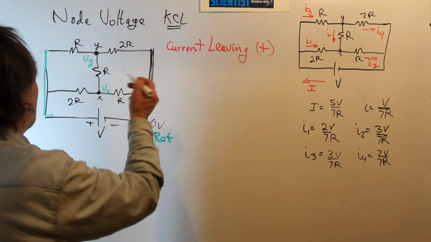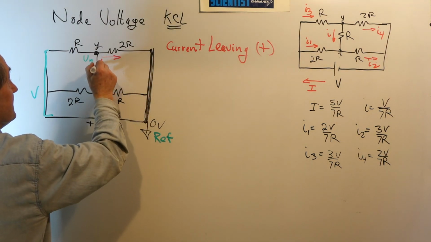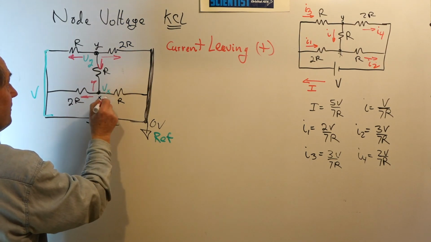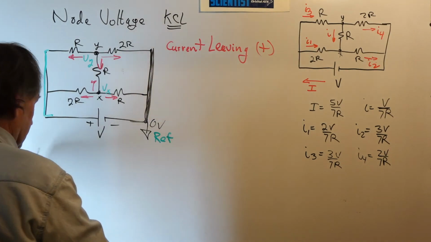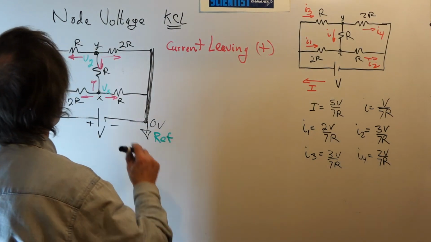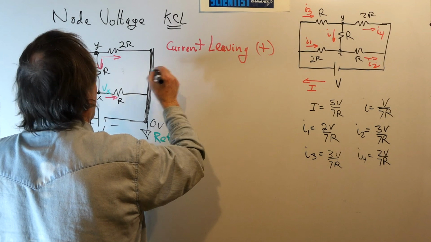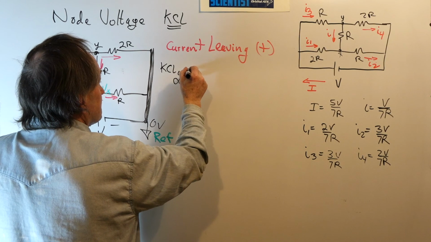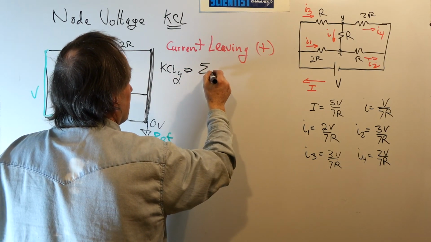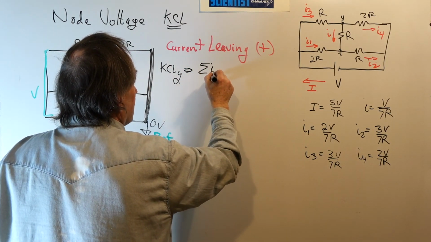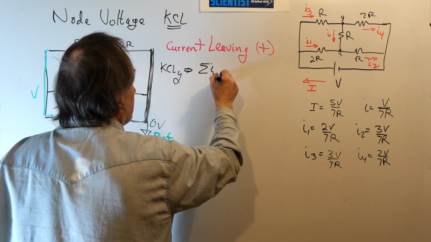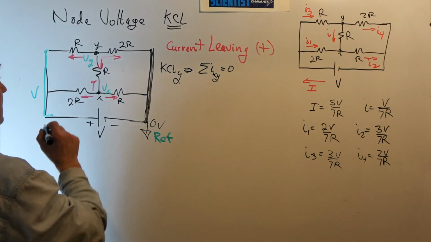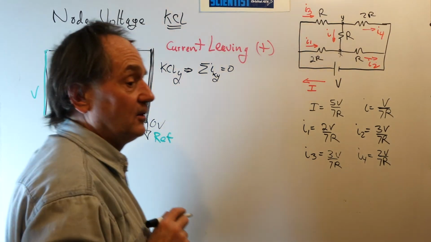So looking at node Y, these will be my currents. And at node X, my currents will be like this. Currents leaving is positive. So now what we do is we use Kirchhoff's current law at node Y. Kirchhoff's current law on Y is telling us that the summation of the currents at Y have to sum to 0. That's Kirchhoff's current law. All the currents, either entering or leaving the node, have to sum to 0.